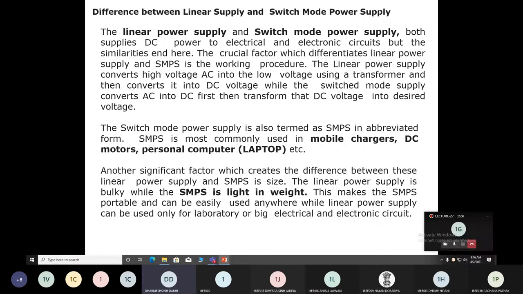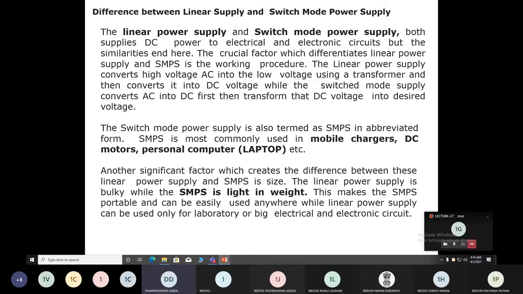If you use a linear power supply, in that case the size of the transformer is large, so you require a large space, and the weight of the power supply becomes large. So because of this bulky nature of the linear power supply, we generally prefer the switch mode power supply in most electronic circuits. Okay.